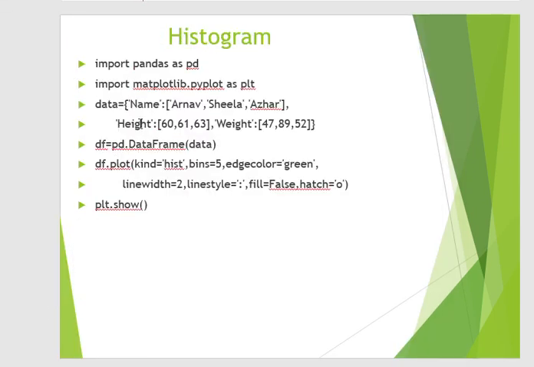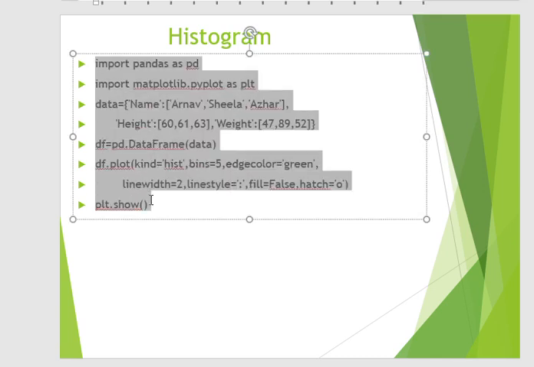Now the histogram will be in the historical way, where some lines will be drawn. Simply we have to change the kind to hist. Rest all is the same: bins starting from 5, edge color is green, edge line width is 2, line style is dotted, fill equals false, and h equals 0. So let me show you this also.